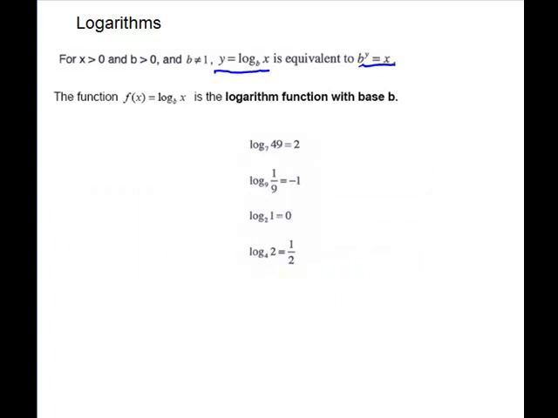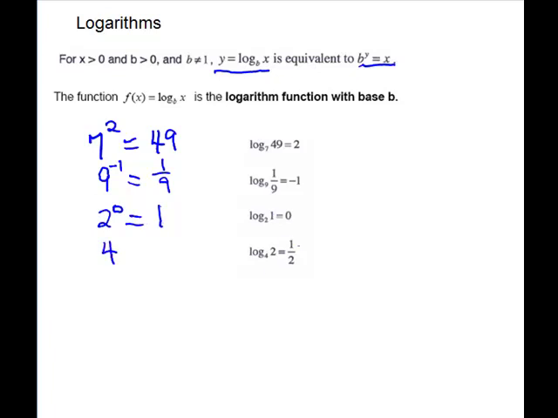Now we'll start with the logarithm form and just go from there to the exponential form. So your base is going to be the same. So this is saying 7 squared equals 49. This is saying 9 to the -1 equals 1/9. 2 to the 0 equals 1.